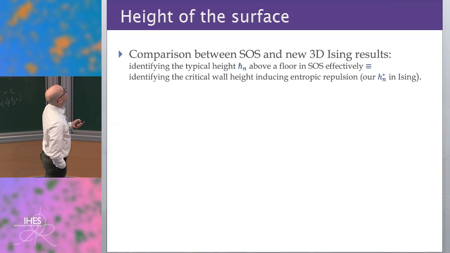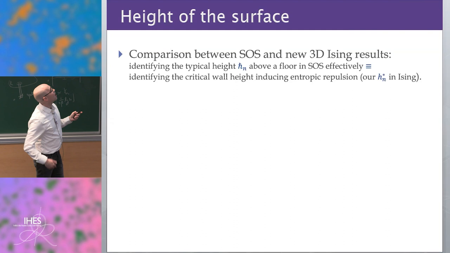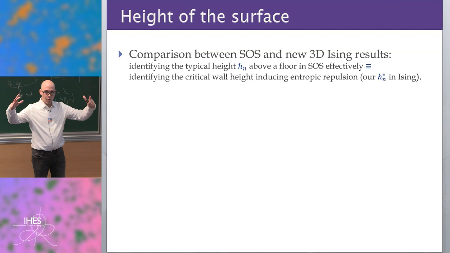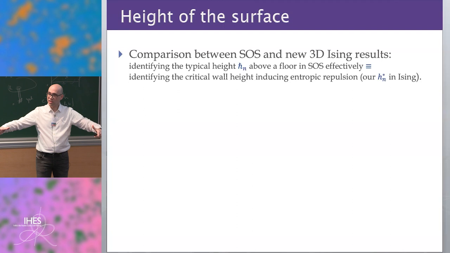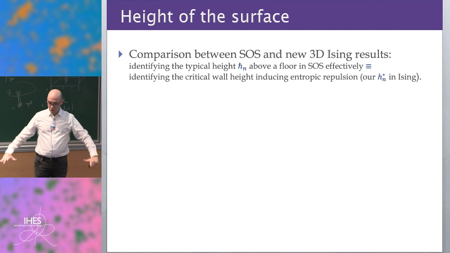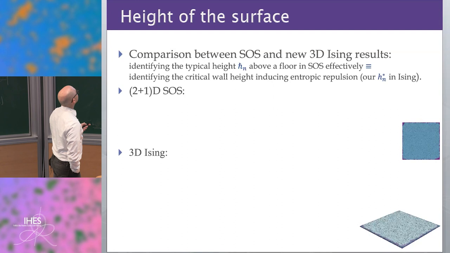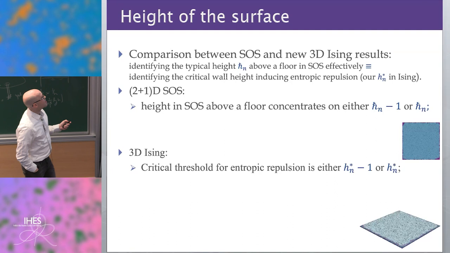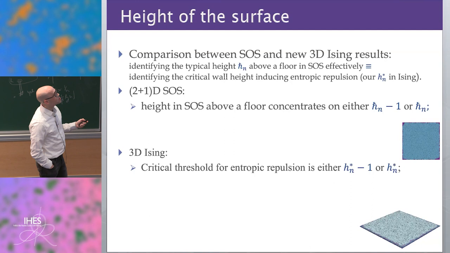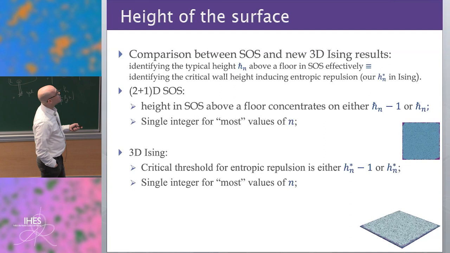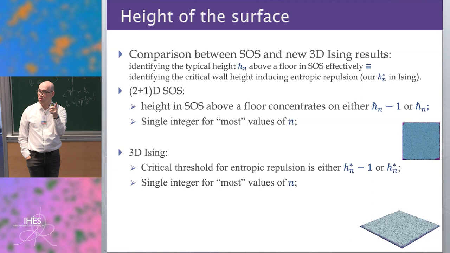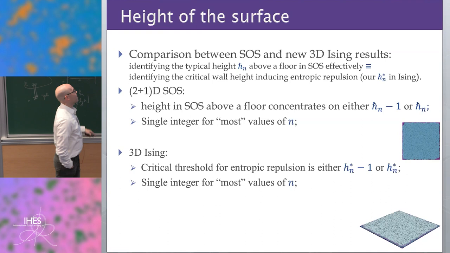But before we do, I want to mention what I mentioned to Roman, the comparison between SOS and Ising. Because you have domain Markov in SOS, to say that in SOS you start at zero and ask where you're going to end up, it's essentially the same as saying that in SOS you are not allowing the surface to go below some h. So it's essentially the same question. The Ising case is a little different, but in SOS it's the same. So let's compare the two. In SOS, the height is going to be either this h bar minus 1 or h bar. And in 3D Ising, our entropic repulsion threshold was either this h n star minus 1 or h n star. And in both cases, depending on the value of n, you could actually also address whether it's exactly this one or exactly that one, similar to these fractional part effects.